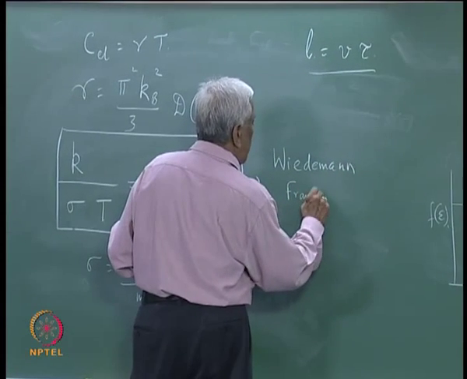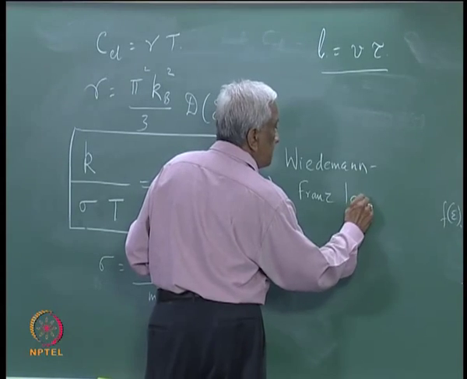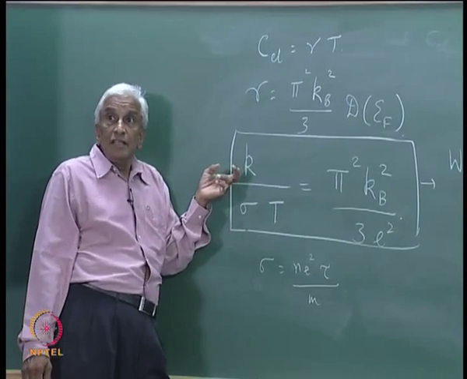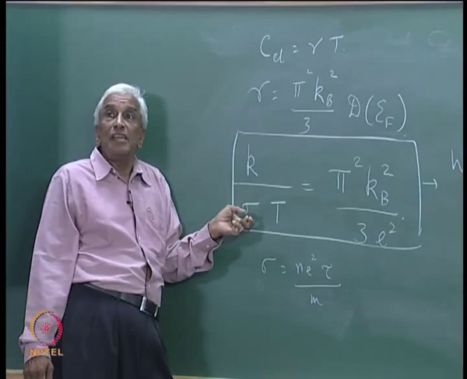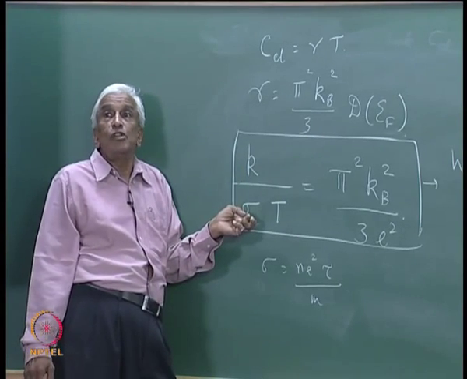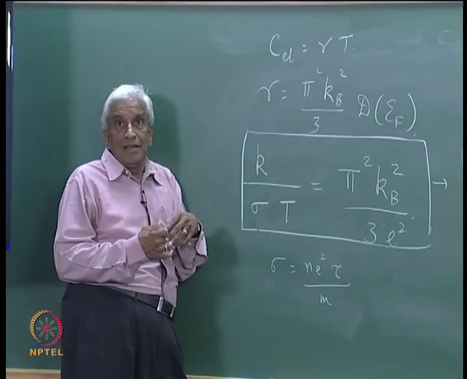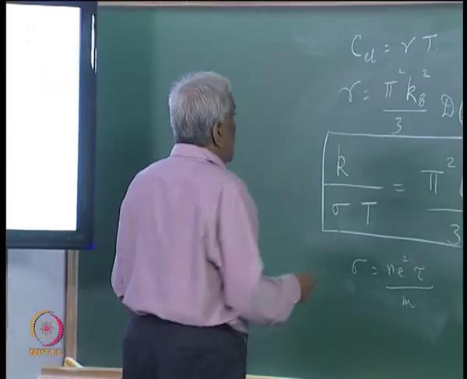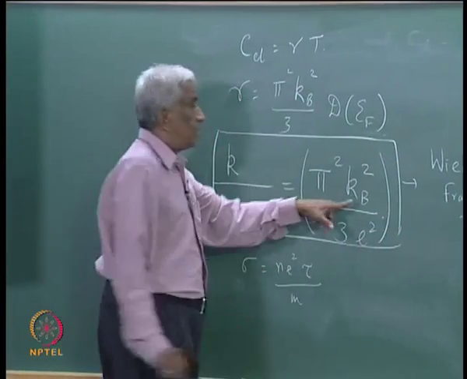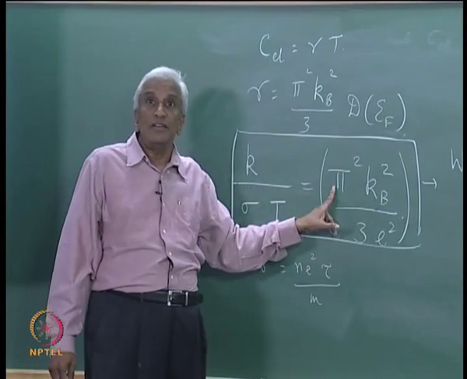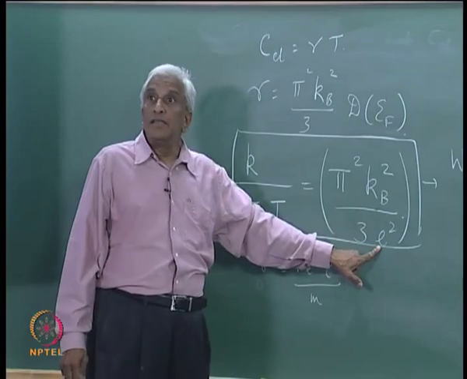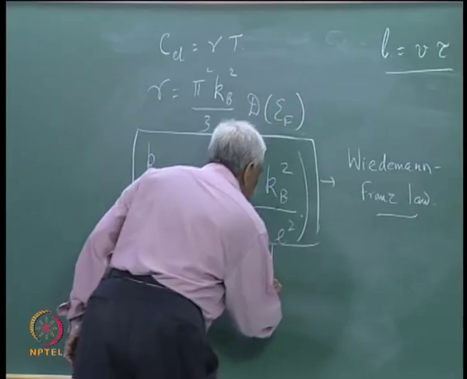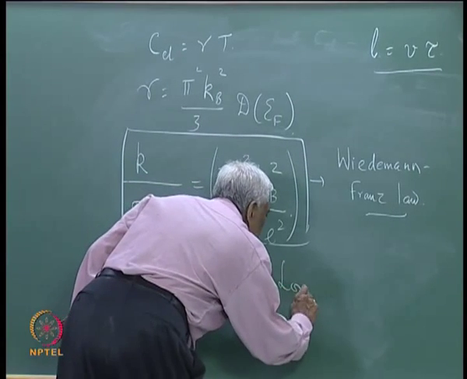Wiedemann-Franz law. It gives you a very interesting fact that if you take the ratio of the thermal conductivity to the electrical conductivity for any material and divide by also the absolute temperature, you arrive at a universal constant, because this involves only the Boltzmann constant, the factor pi, and then the electronic charge. So, this constant is a universal constant known as the Lorentz number.